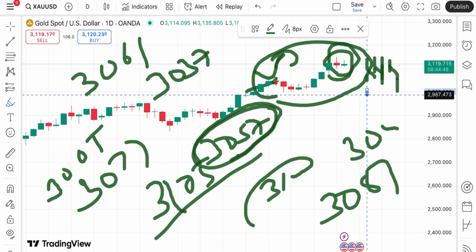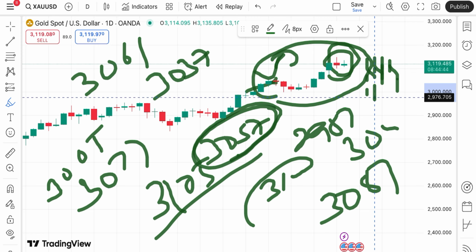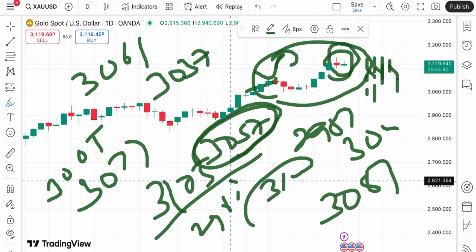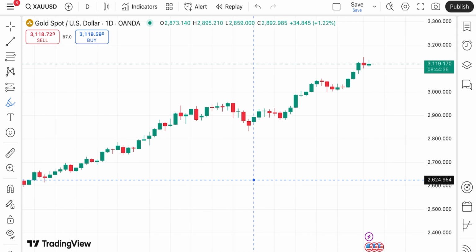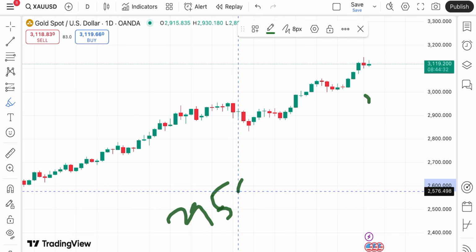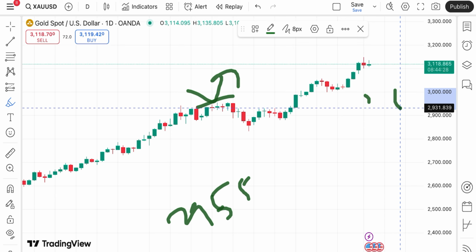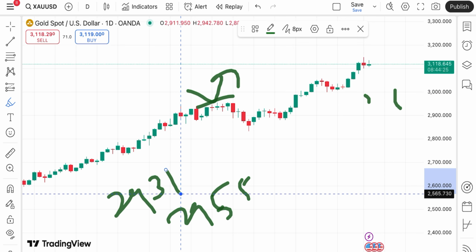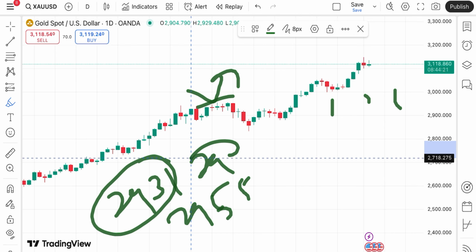So further fall we can see towards a level of around 2987, and from there a further downfall we can see towards a level of around 2960. Remember that the market will be very volatile, so you have to understand that if the price started going below 2960, it can touch a level of 2955, so we can see a bounce back can come from this level. But if it started falling below this level, we can see a level of 2931, and then a further fall we can see towards 2900.